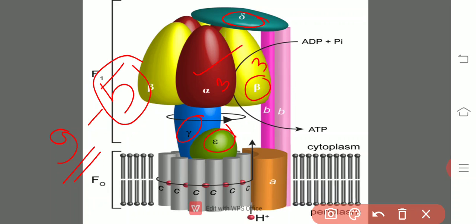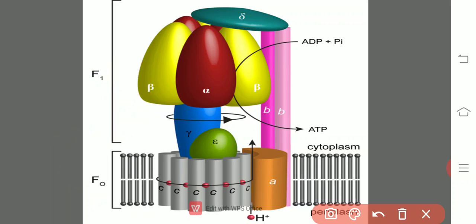Out of these 9, the gamma subunit acts like a column-like structure which forms a central vertical axis present in the center. Around this vertical axis made by gamma, all the alpha and beta subunits are arranged alternatively, one by one. The 3 alpha subunits and 3 beta subunits are arranged alternatively upon the central axis of the gamma.